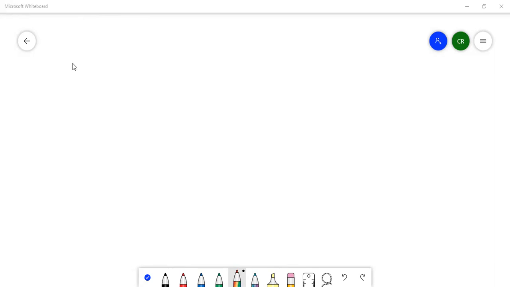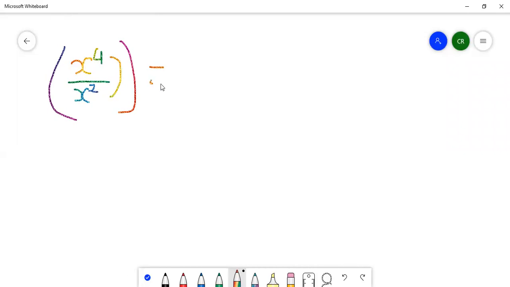Now if you have a question as x to the power 4 divided by x to the power 2, you must be thinking easy, division law. We can do it: 4 minus 2, we got 2. The answer will be x raised to power 2.